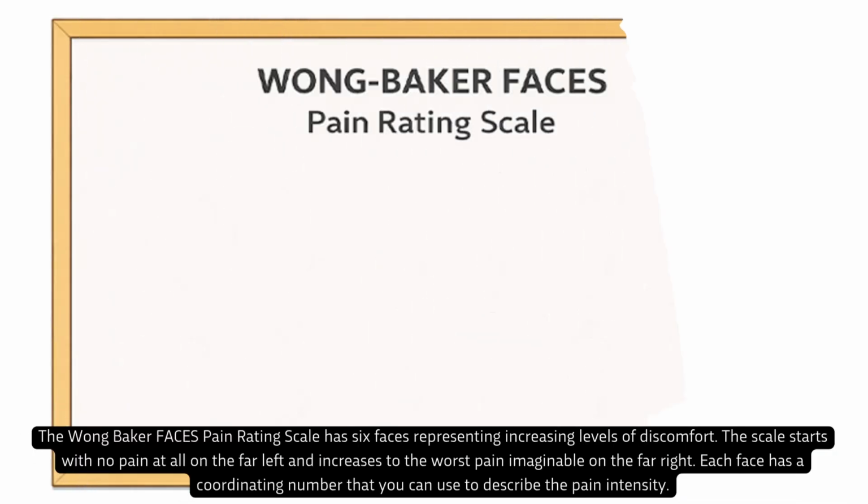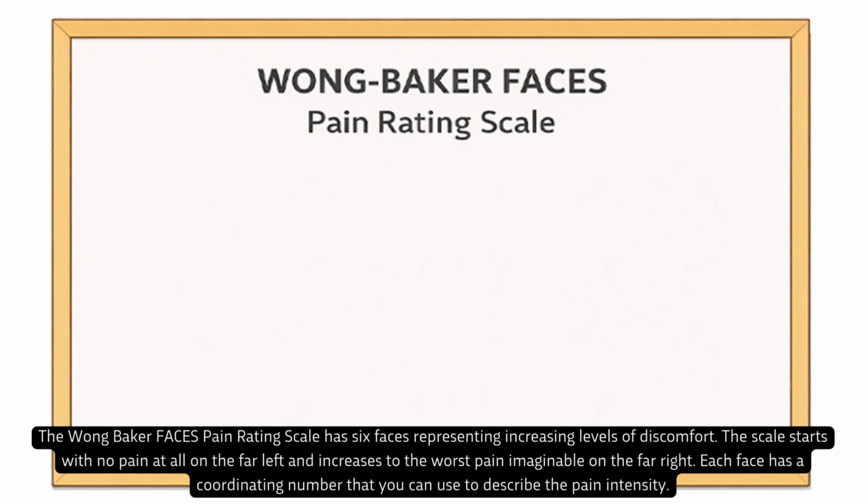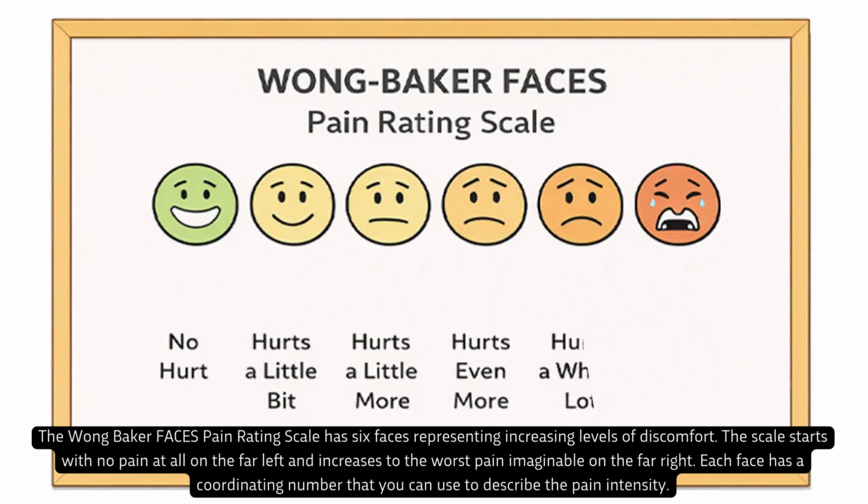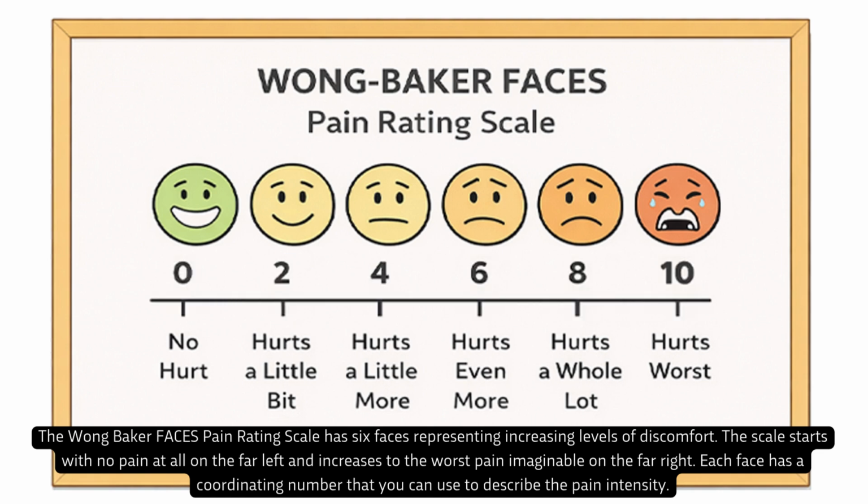The Wong-Baker Faces Pain Rating Scale has 6 faces representing increasing levels of discomfort. The scale starts with no pain at all on the far left and increases to the worst pain imaginable on the far right. Each face has a coordinating number that you can use to describe the pain intensity.